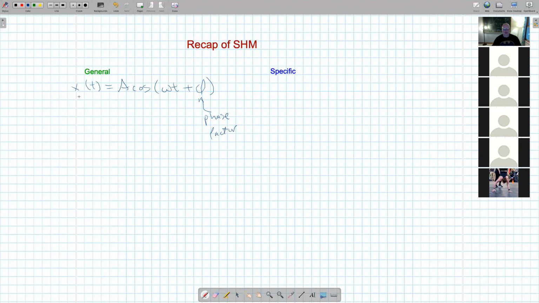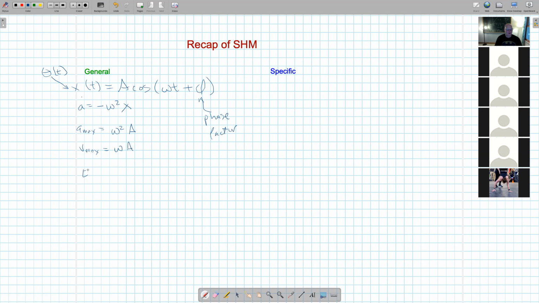Now, if I was dealing with something like a pendulum, which is what we're going to be dealing with today, we would just replace x here with typically theta, the angular position. But again, we'll talk about that as we go through. We also know that the acceleration is equal to minus the angular frequency squared times the position, so the maximum acceleration is the angular frequency squared times the amplitude. The maximum velocity is the angular frequency times the amplitude.